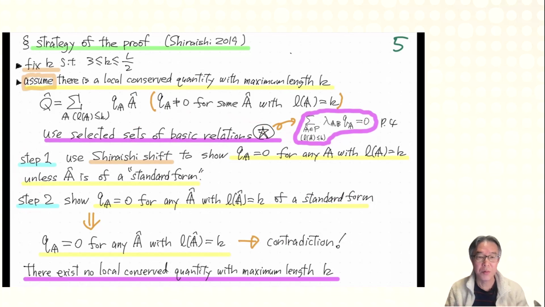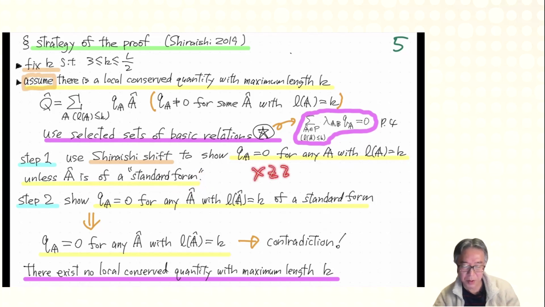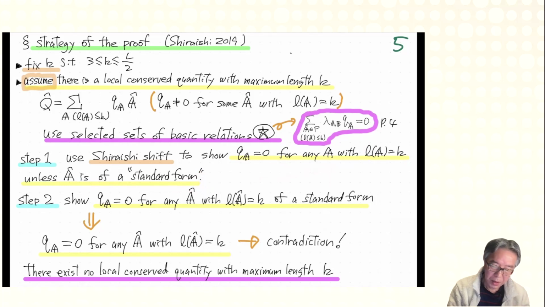In step number 1, we use the procedure that we call Shiraishi shift. Of course, Naoto doesn't call it that, but I call it Shiraishi shift, and I hope you call it too, to show that this coefficient Q_A is 0 for any A with maximum length, unless A is of some simple standard form. In this case, the standard form is really simple: x, z, z, z, z. I will tell you this. And of course, the standard form depends on the model that you're considering. But anyway, you do this in the first step.